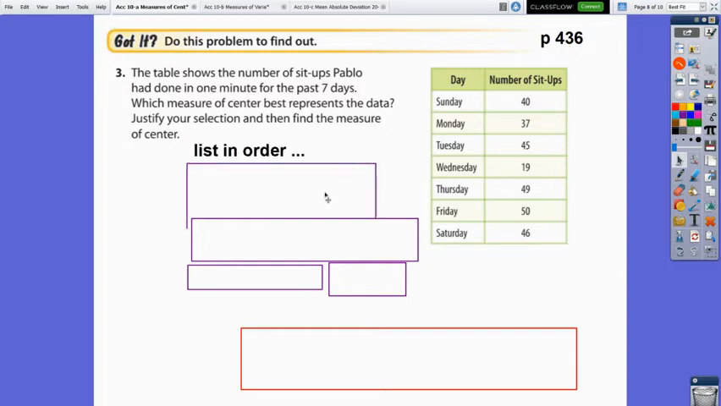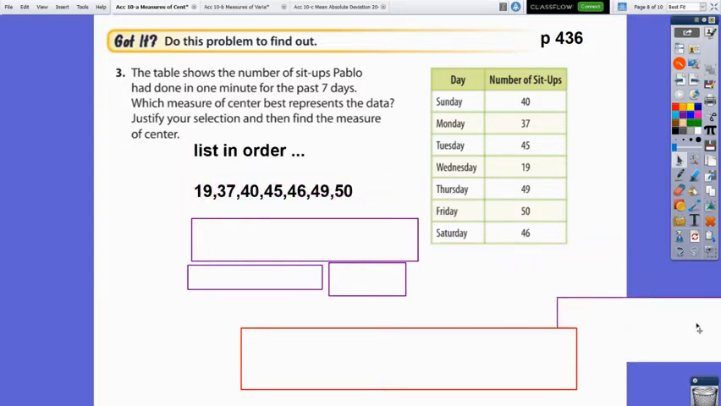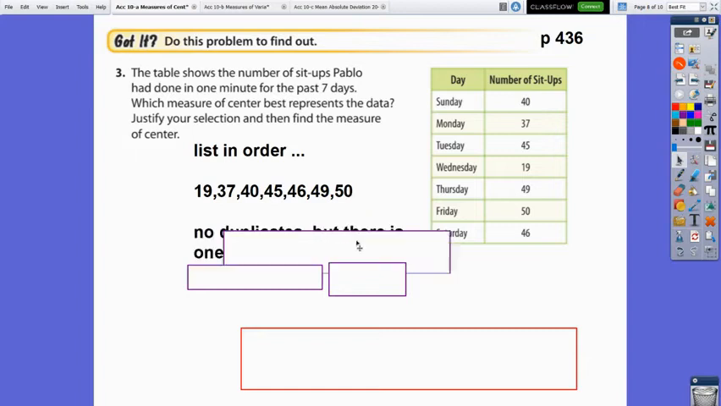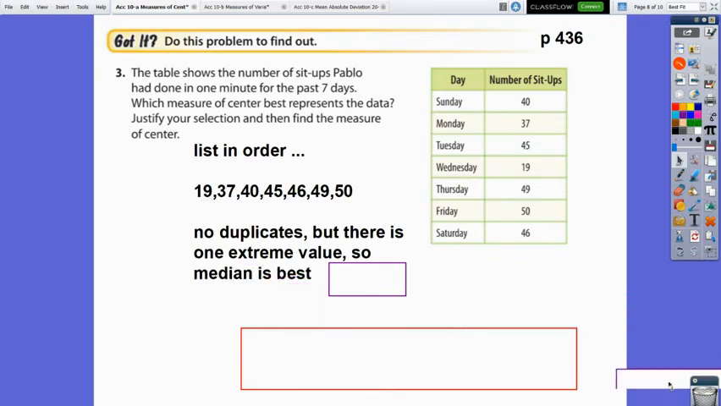The answer is, okay, if you list them in order, which helps to get this organized, you might recognize that there is an extreme value. 19 is way lower than the rest of these numbers. These are all kind of in a group, and then 19 is way lower. So when there's an extreme value, the median is your best measure of center.